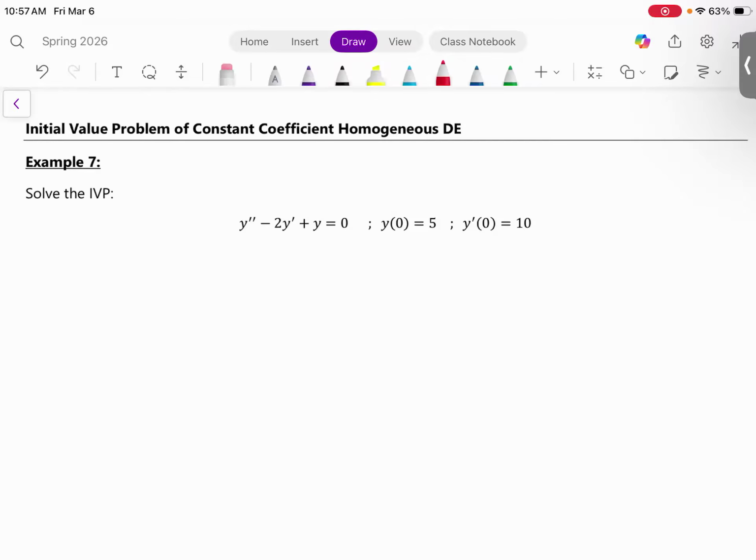In this video, we're gonna wrap up our solving constant coefficient differential equations material with solving an initial value problem. So let's check this example out. Solve the IVP. We have y double prime minus 2y prime plus 2y equals 0, and we have two initial conditions, y of 0 equals 5 and y prime of 0 equals 10. So these are my initial conditions.